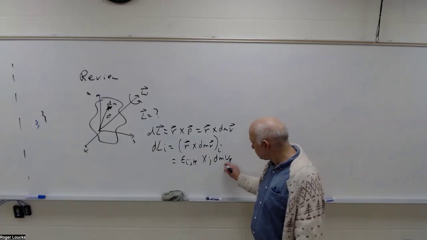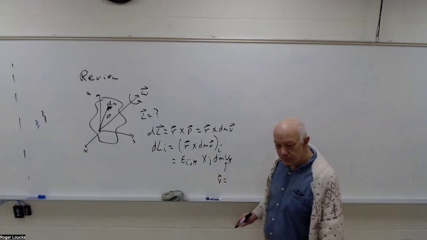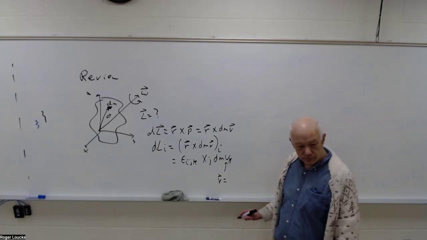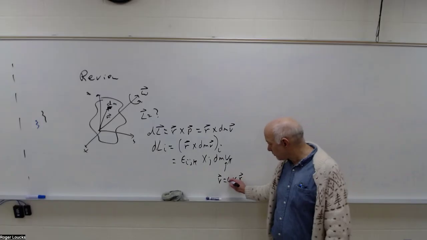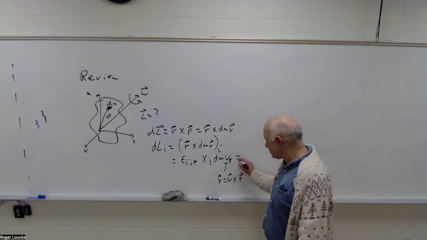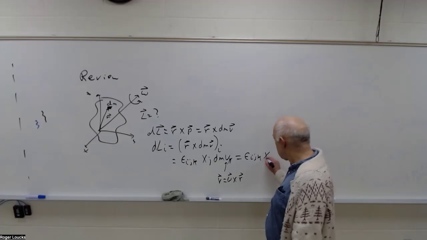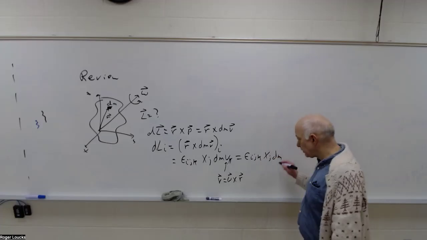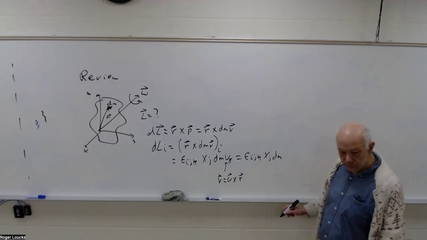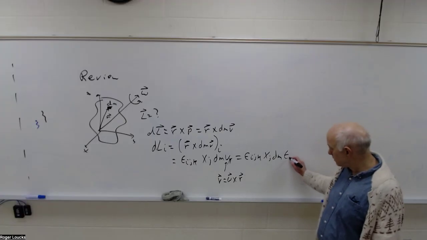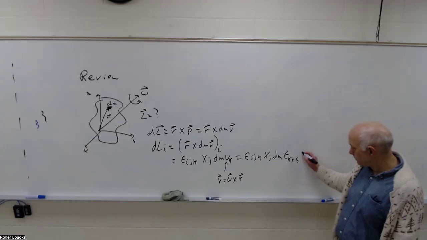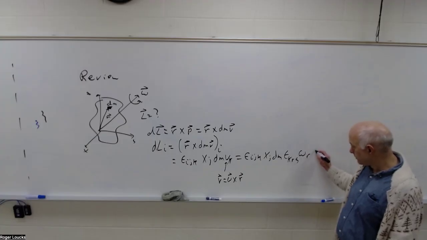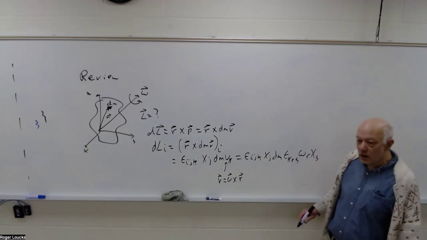Now what do we know about the v? v we know is omega cross r. So we put this in here. So we had this epsilon IJK, x_j, dm. I need the kth component of this. And what's the kth component of this? It should be epsilon K L M, omega_l, x_m.